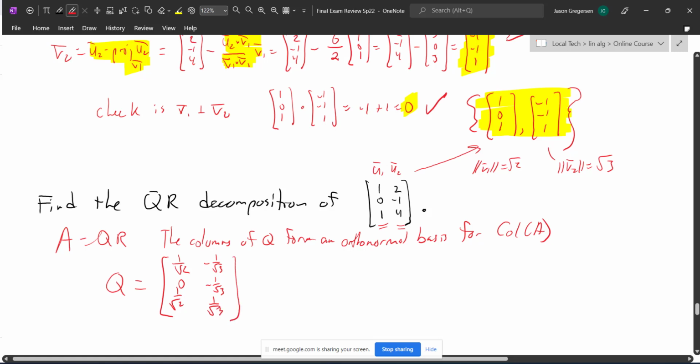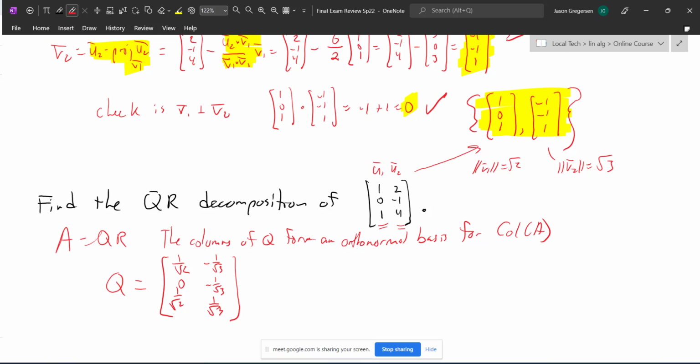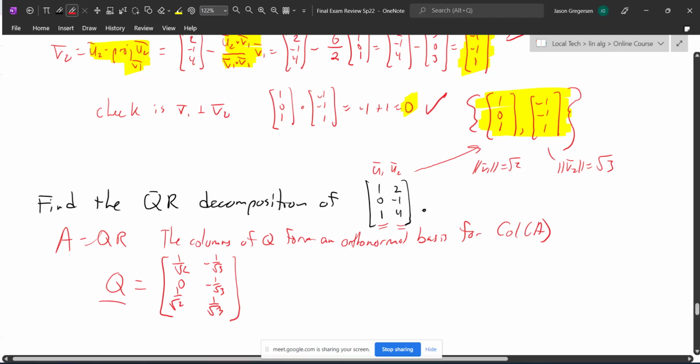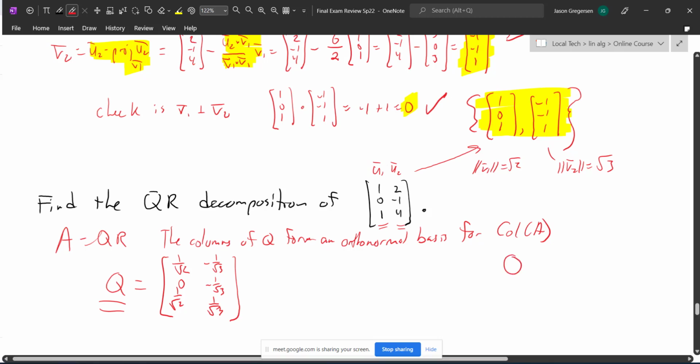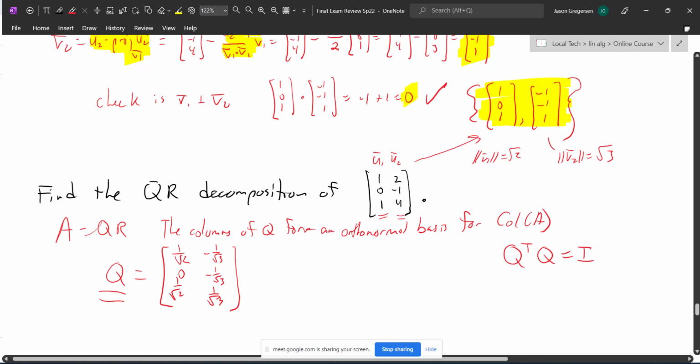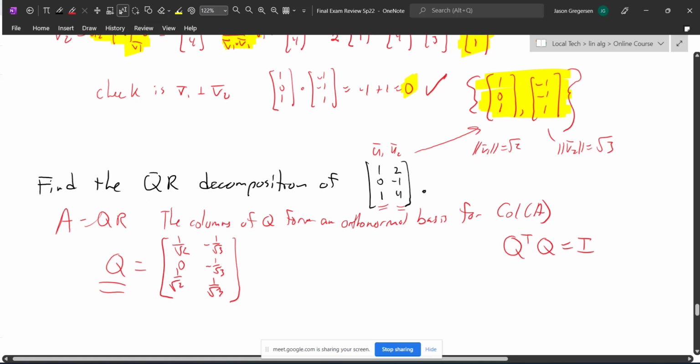So to find the columns of Q, I use Gram-Schmidt to find an orthogonal basis, and then I normalize. Now that makes Q an orthogonal matrix because its columns are an orthonormal basis. And that means Q is pretty special. It means that the transpose of Q kind of acts like an inverse. Turns out Q transpose times Q is equal to the identity matrix. And this is going to help me find my other matrix R.